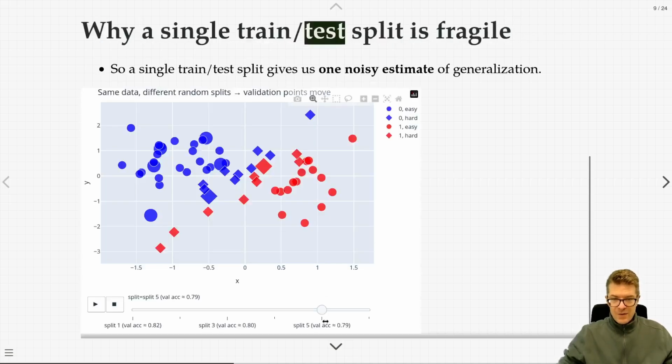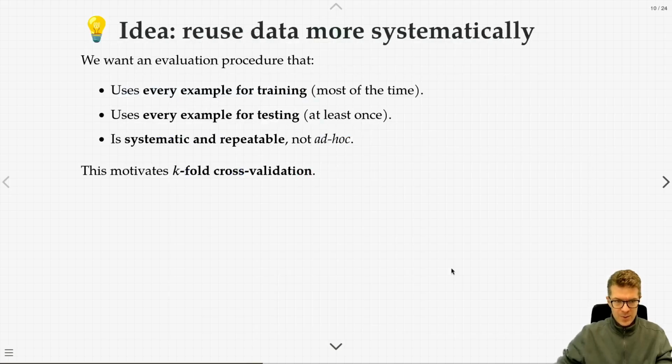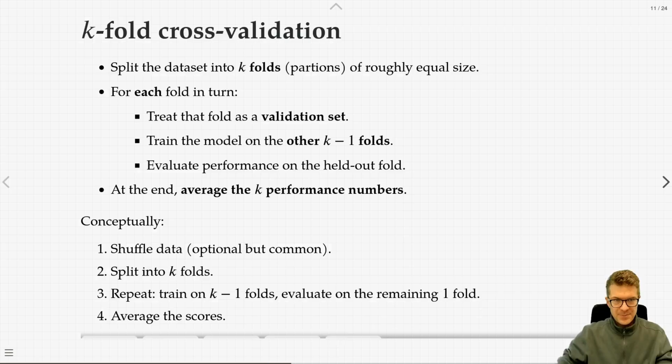Again, if we happen to split something and report 79%, or worse yet, we split it this way and report 83%, and someone else takes our code and our data, gets another random split and gets 79%, they'd be pretty angry at us for overinflating our results. And we don't want that. We want something that's repeatable. This is the idea behind k-fold cross-validation.